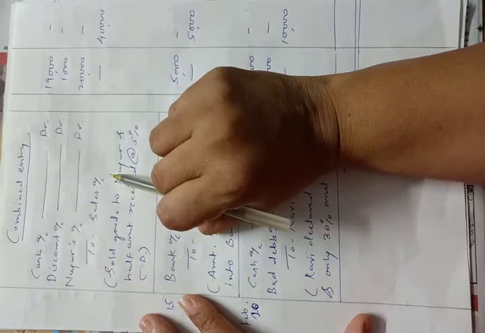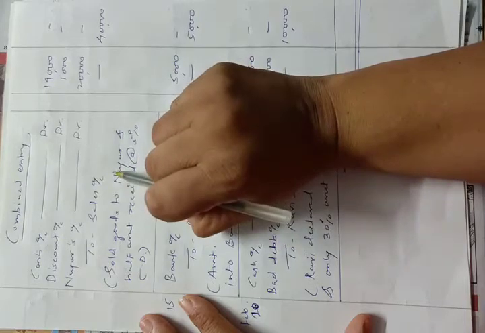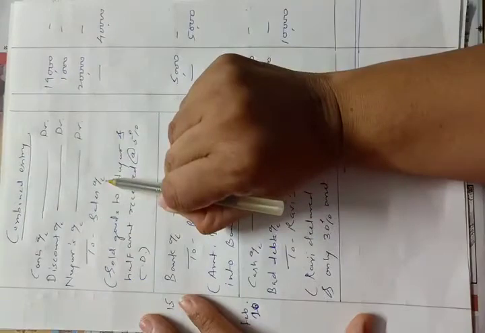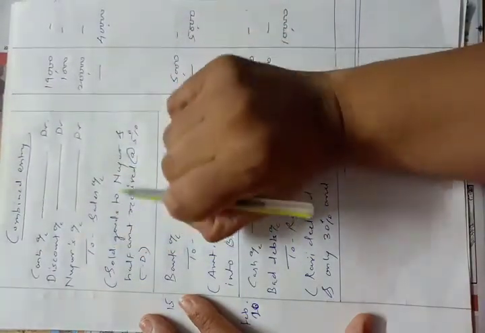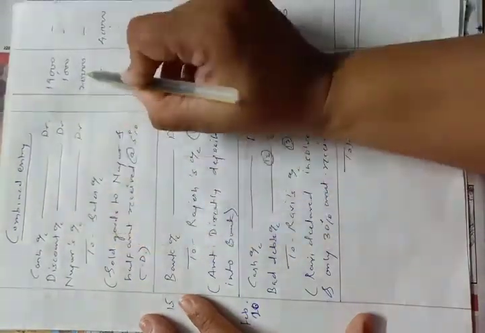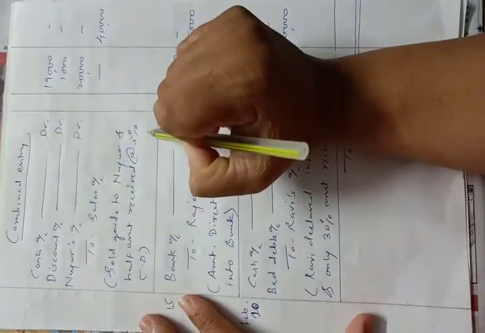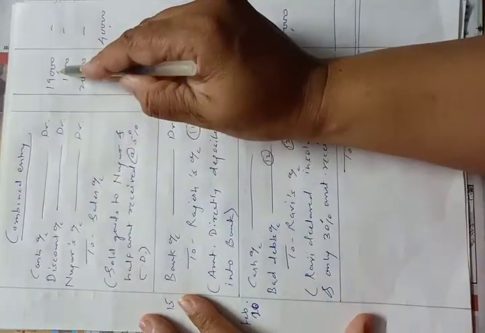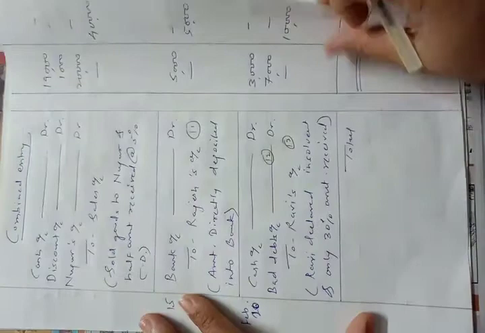Cash account debit, discount account debit, Nupur's account debit to sales account. Okay, this is the combination of 3 entries. Cash account debit 19,000 to sales account, discount account debit 1,000 to sales account, Nupur's account debit 20,000 to sales account. In this way we will make the posting. Cash account debit 19,000 to sales account means debit side of cash account we have to write to sales account 19,000.